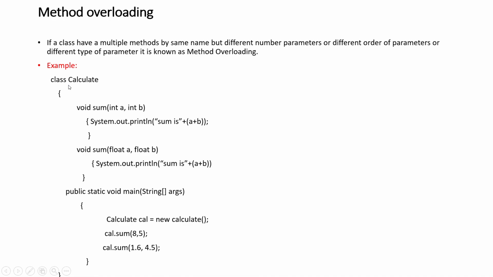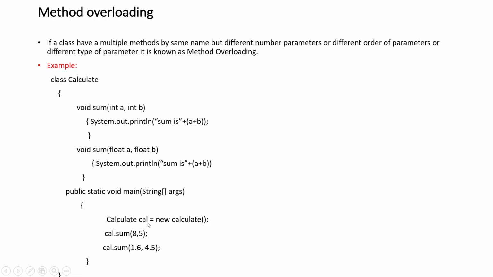Here we created the Calculate class. Inside that class there are two methods. As per the concept of method overloading, a class has multiple methods with the same name, but a different number, type, or order of parameters. In that class, sum is the overloaded method, and it is differentiated on the basis of parameters, like the different type of parameter. Here is the integer type of parameter, here is a float type of parameter, and here is the main method.